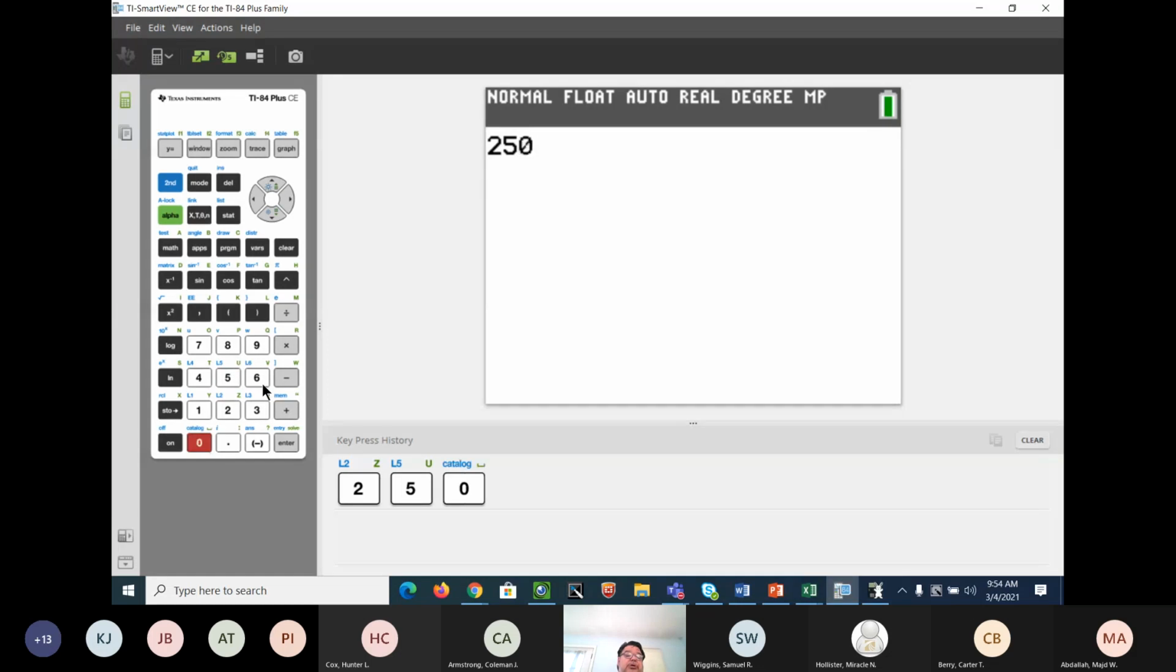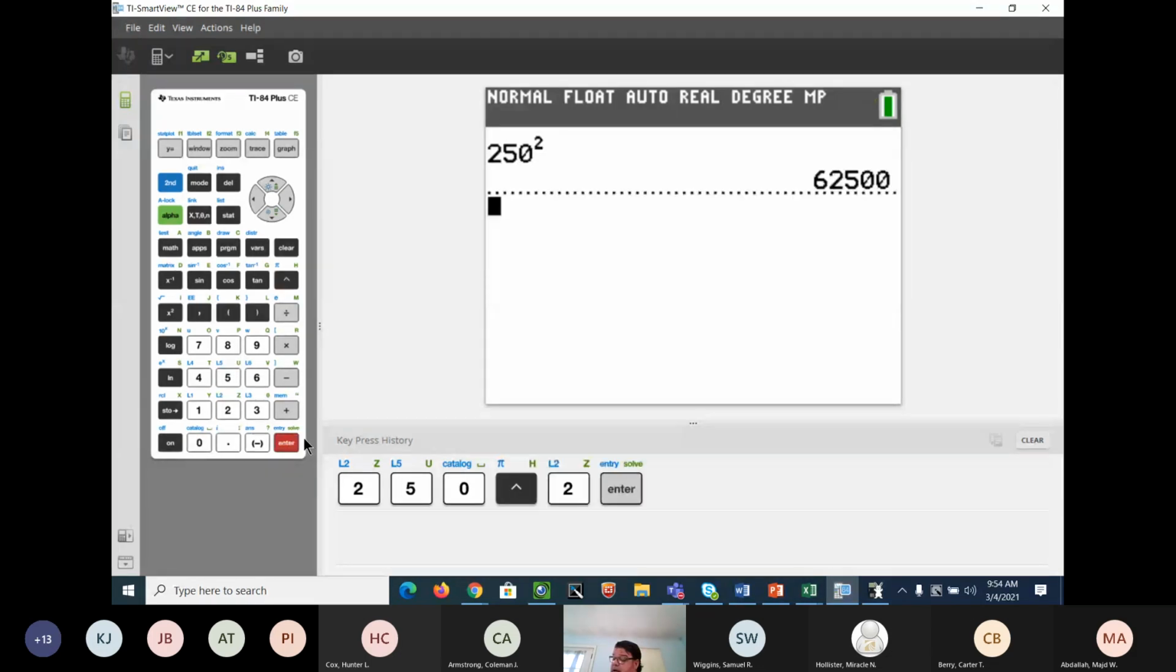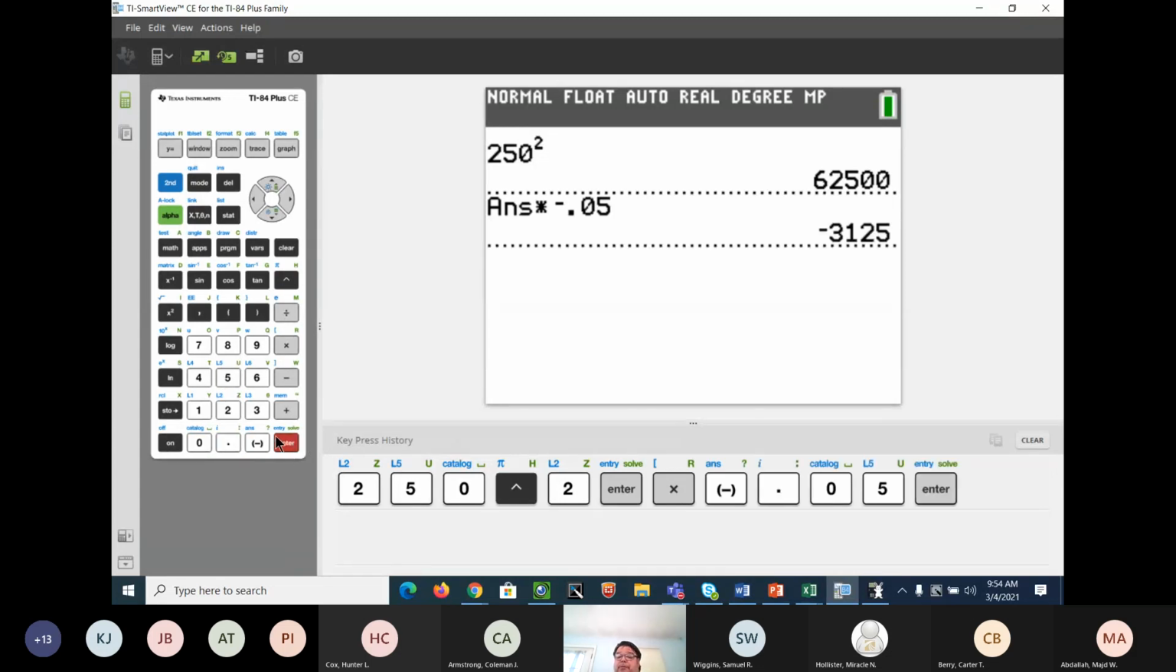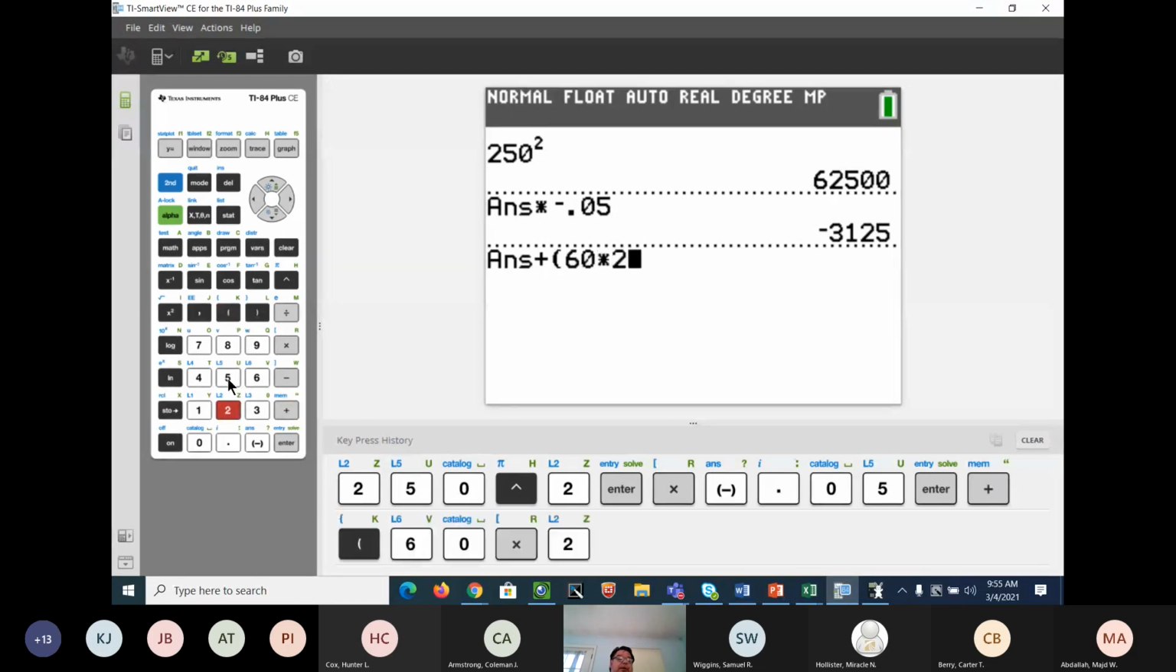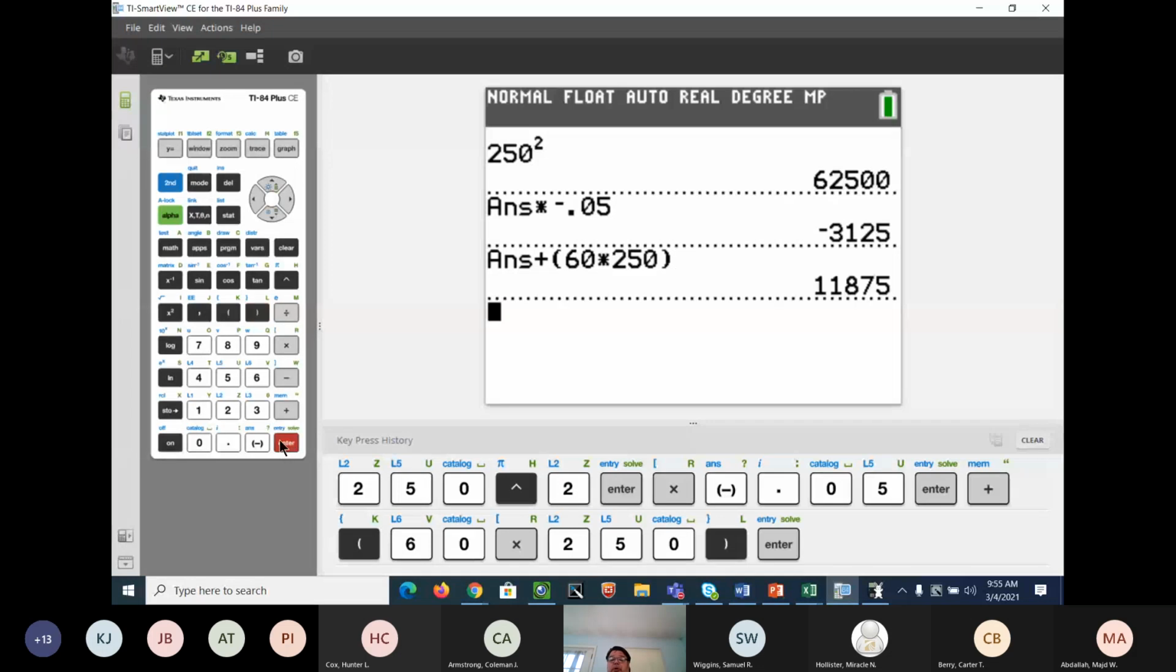250 raised to the second power times negative 0.05, and that's going to be negative 3125. Negative 3125 plus 60 times 250, and that's going to give me 11,875. So 11,909.95, and then we're going to subtract 11,875, and all that's going to be over 1.